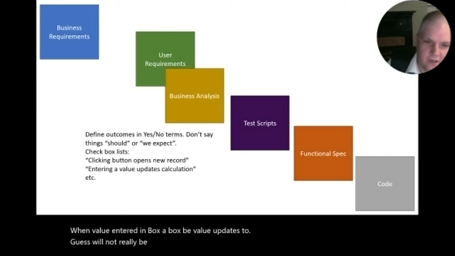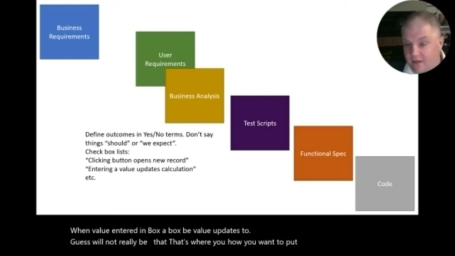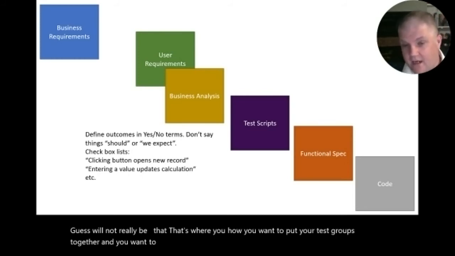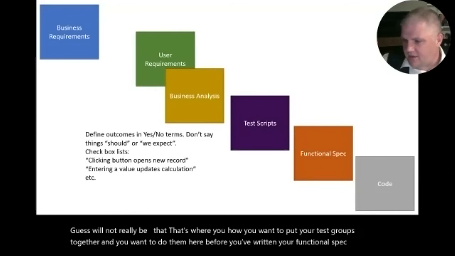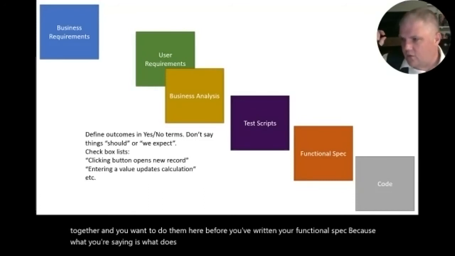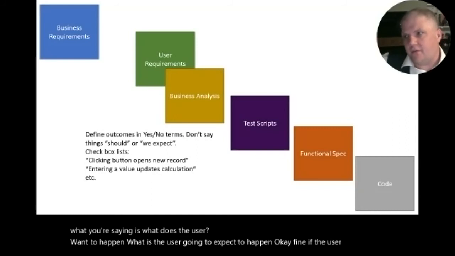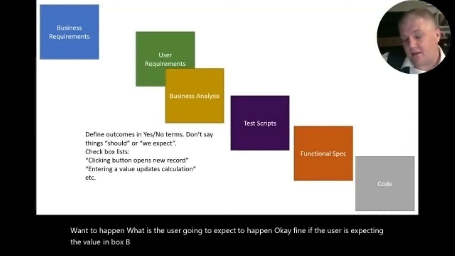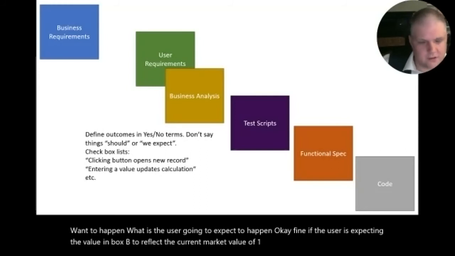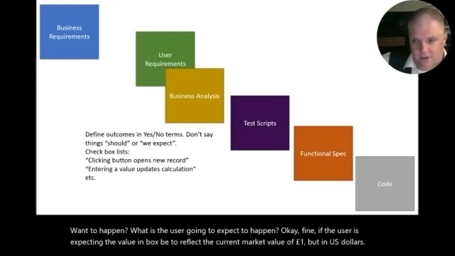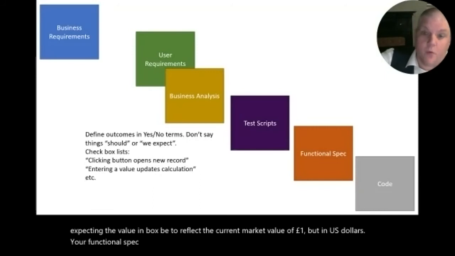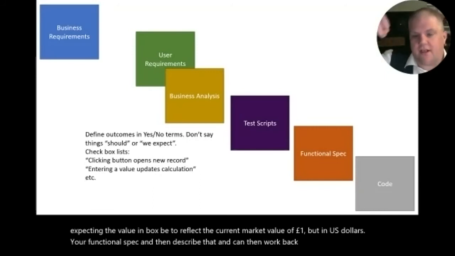That's how you want to put your test scripts together, and you want to do them here, before you've written your functional spec, because what you're saying is, what does the user want to happen? What is the user going to expect to happen? Okay, fine. If the user is expecting the value in box B to reflect the current market value of £1 in US dollars, your functional spec can then describe that and work back how you're going to do that functionally.